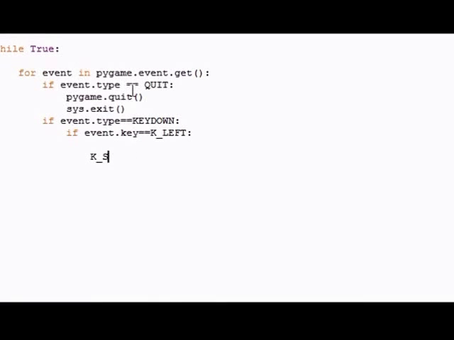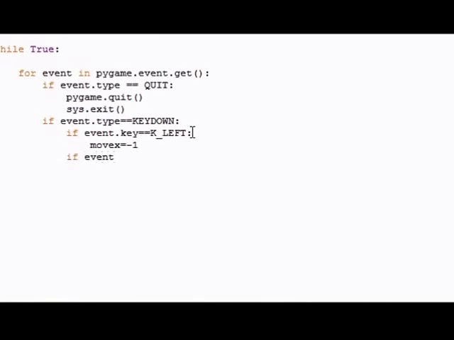So anytime I write K, D, that means the D button on your keyboard. So if they pressed the left button right here, the left button on your keyboard, then what do I want to do? Well, I want to take the position on x-axis and move it equal to -1. This is going to move it left. So move x is equal to -1. And I'm going to need to do this for all the keys.